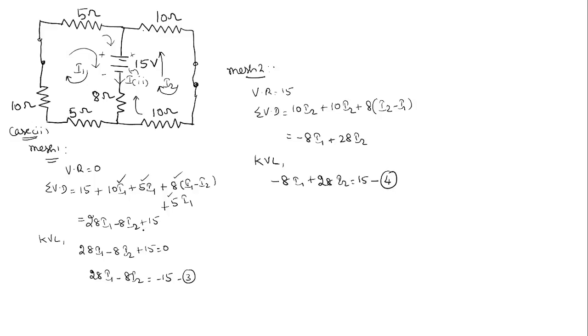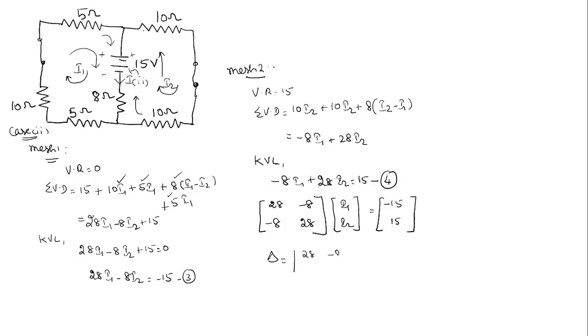Again, we will solve this by using the matrix method, Cramer's rule. We write the coefficients of equation 1 here, and similarly for equation 2, we write down the coefficients here, into I1, I2. This will be equal to minus 15 and 15. Now the delta value will be the determinant of this resistance matrix, 28, minus 8, minus 8, 28. This will be equal to 720. Already we have seen this one.